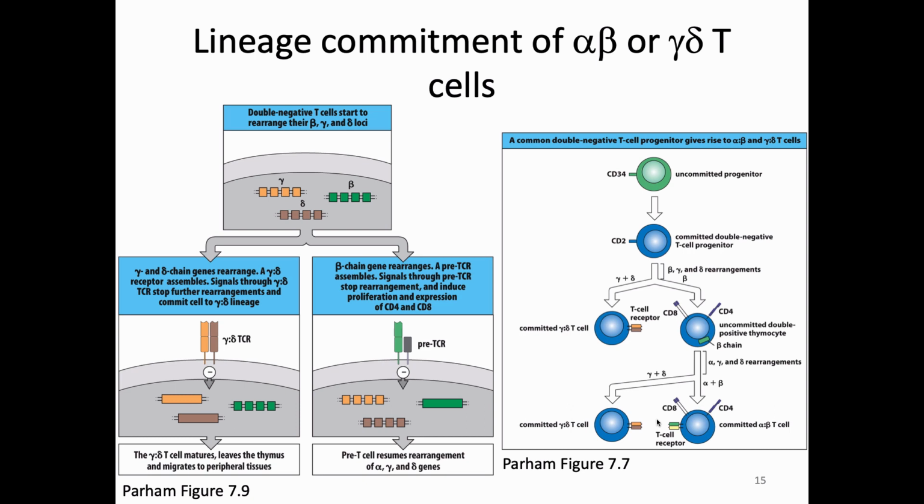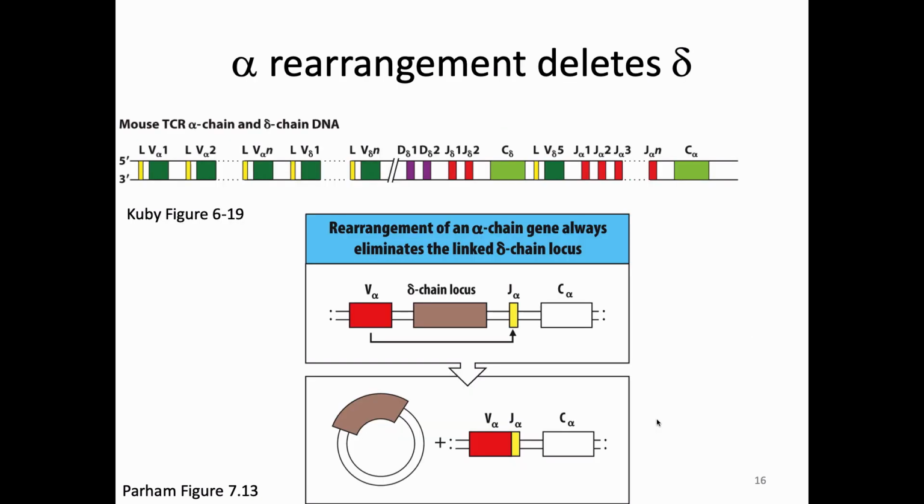If it's on the alpha beta track, it could still change its major until it makes alpha. Once it makes alpha, we're done. We don't get to choose, no more choices. And the reason is that alpha rearrangement deletes delta. When we do an alpha rearrangement, we have gotten rid of the genetic information to make delta, so there is no more choosing of the gamma delta path. It's really all about the strength of signal that the cell is getting through this process.